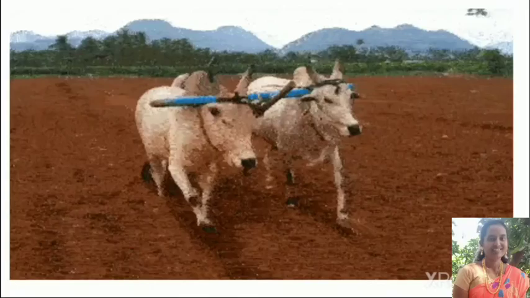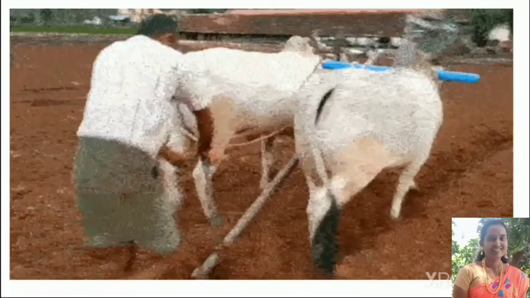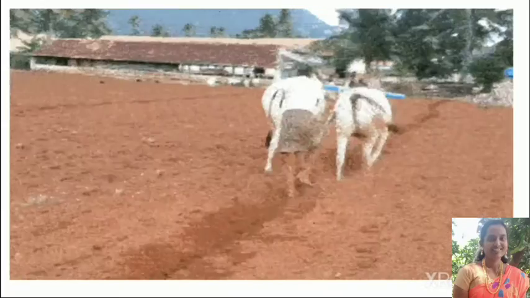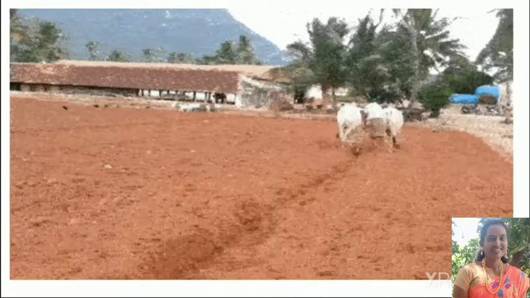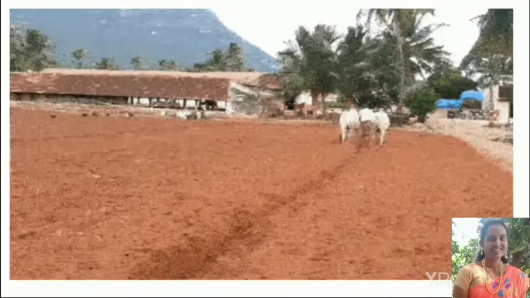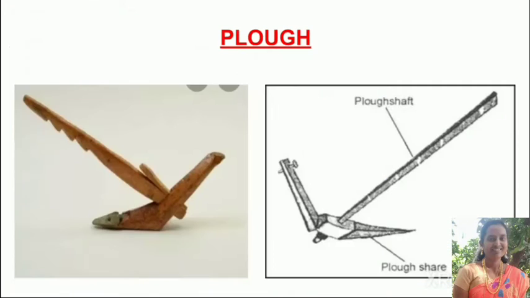So this is the plough. It is used for tilling the soil. It is also used to add fertilizers to the crop, and it is also used to remove the weeds. Weeds mean unwanted plants. The plough is made of wood. It is drawn by a pair of bulls. So you would have seen in the last picture, this plough is drawn by a pair of bulls.